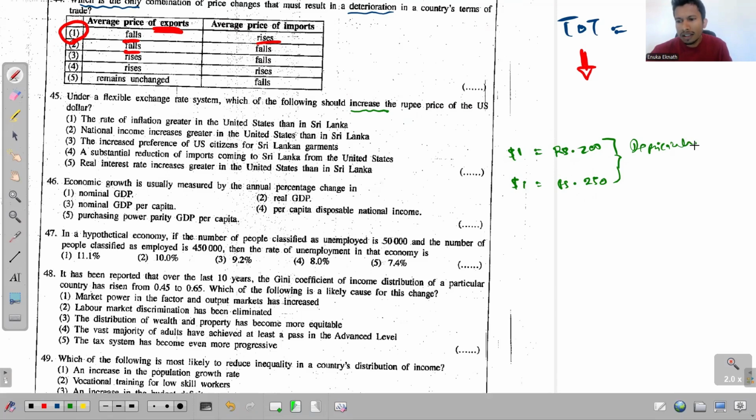This is what we recognize as depreciation of rupees. If not, by looking at the USD perspective, we can recognize that to be appreciation, right? Appreciation of US dollars. So simply the question asks us to recognize the possible reason for this depreciation of rupees or appreciation of USD, right? So under a flexible exchange rate system, this happens.